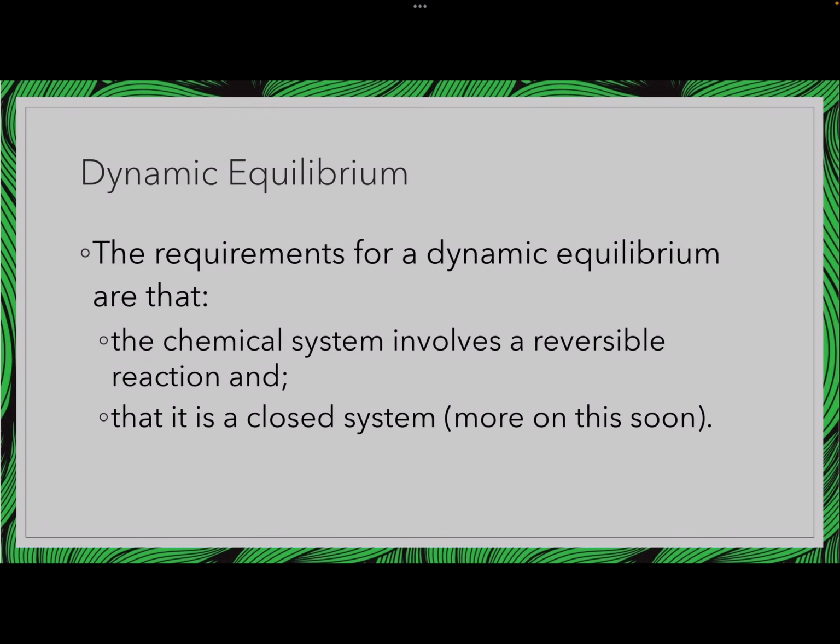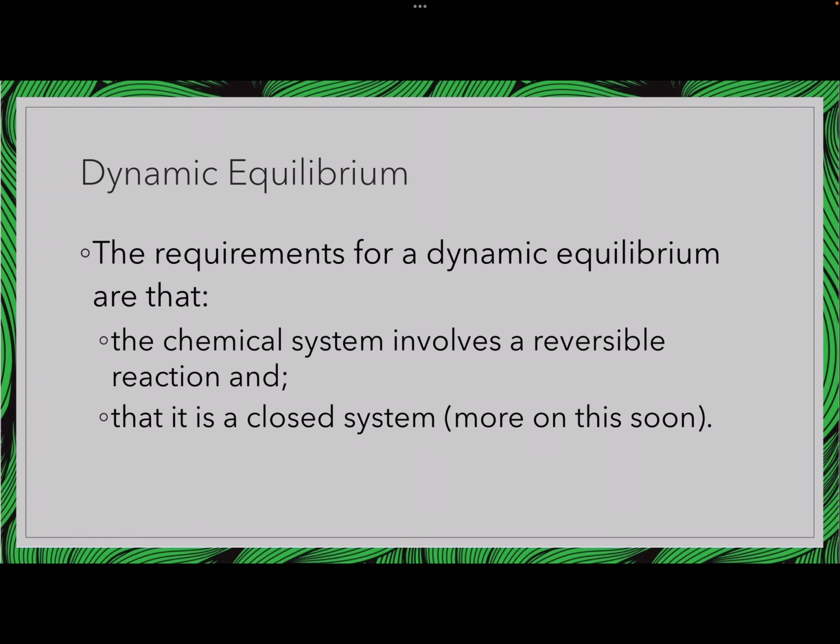Now, requirements for a dynamic equilibrium. There's two main requirements. The first is that the chemical system involves a reversible reaction and it is a closed system. What we mean by closed system, there's more on that soon. We'll get to that shortly, but it needs to have a reversible reaction and a closed system.